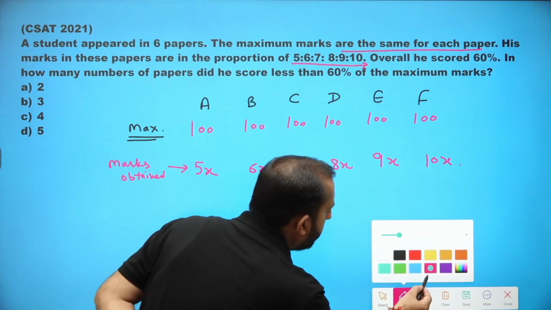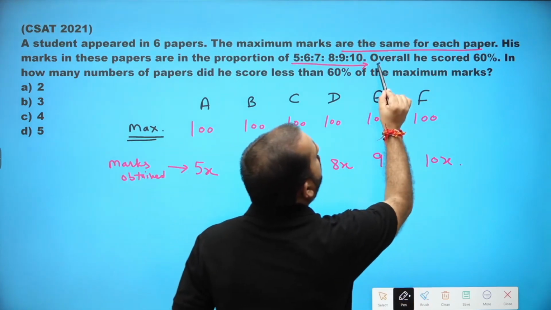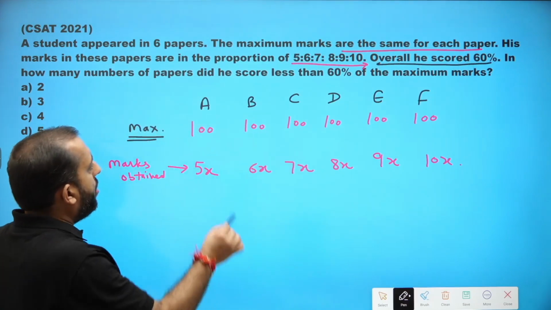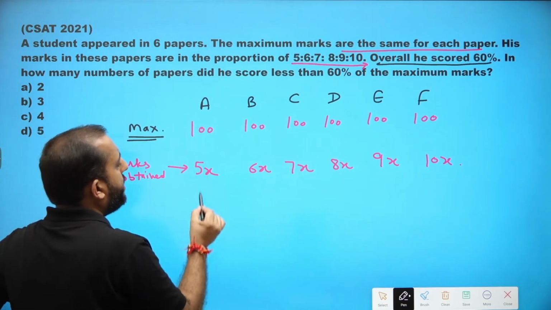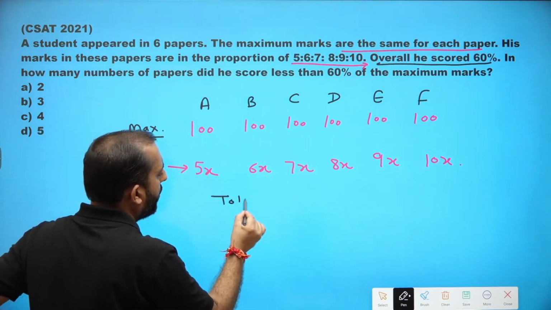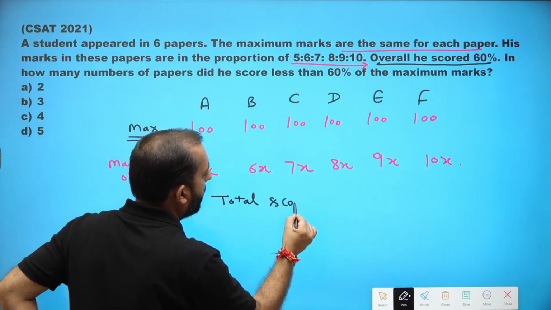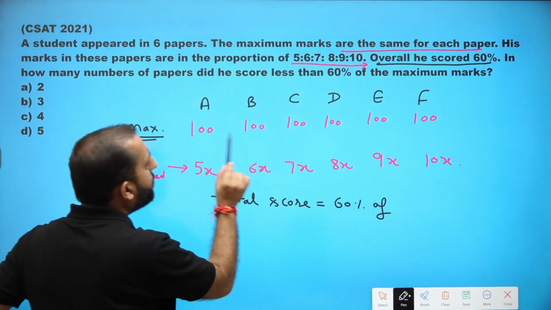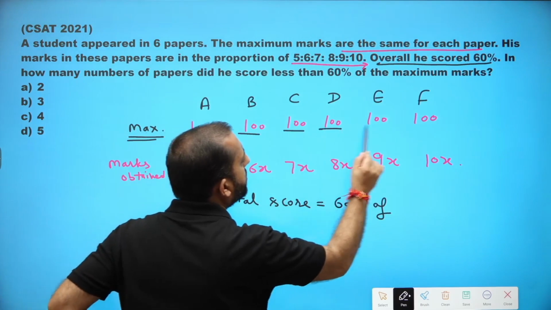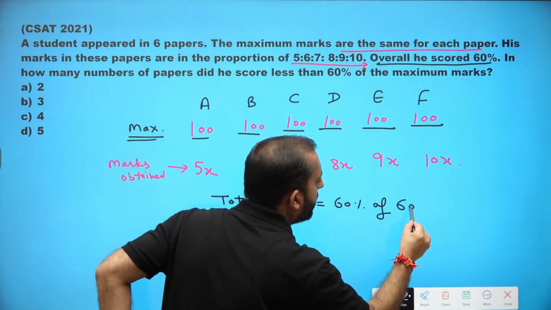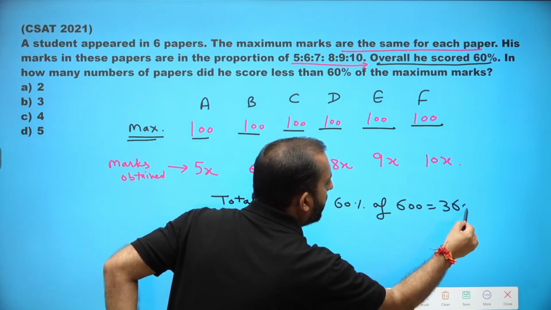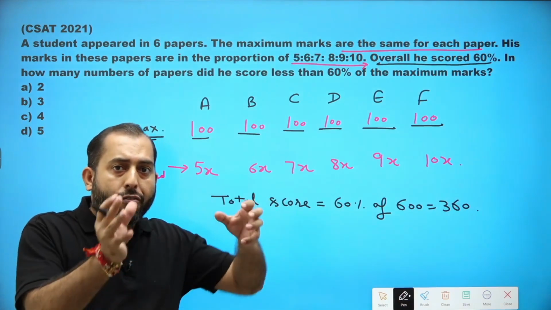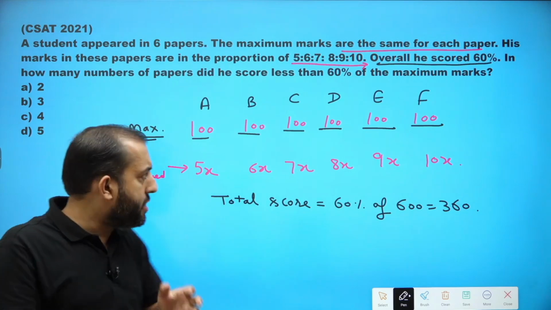Okay. Further, it is given overall he scored 60%. See, overall he scored 60%, meaning his total score will be 60% of overall. Overall meaning 100 plus 100 plus 100 plus 100 plus 100 plus 100, which is 600. 60% of 600 is equal to 360. So if I add the individual score of each paper, then it must equal 360.